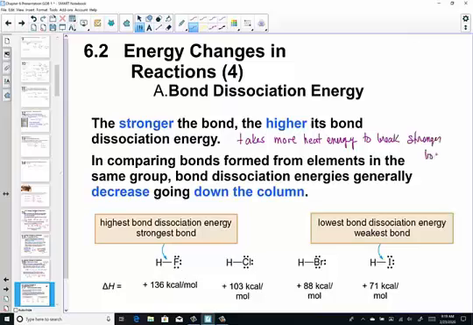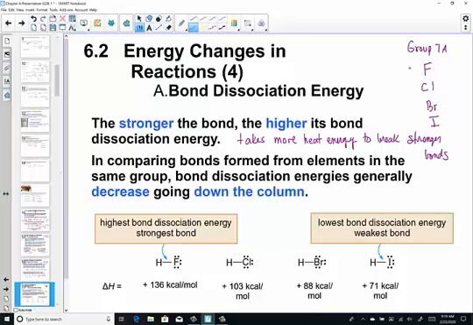Now let's put that together with a periodic trend. Let's consider the halogens, group 7A. If you can just envision your periodic table, at the top of group 7A is fluorine, underneath that is chlorine, underneath that is bromine, underneath that is iodine. So there are the halogens, as we refer to them.